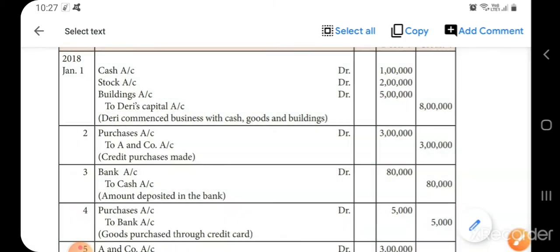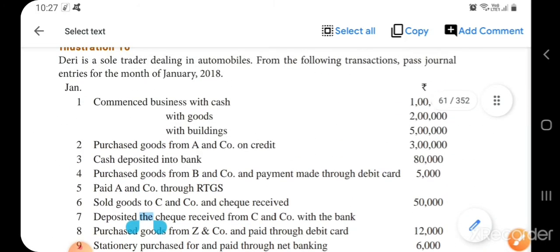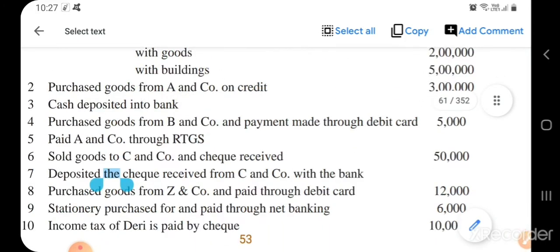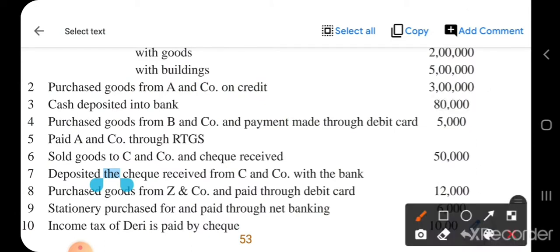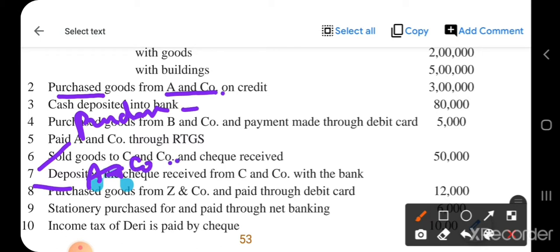Okay. The next transaction, purchase goods from A&N Company on credit. So what are the two accounts involved? Purchase account and A&N Company's account. Okay. Purchase and A&N Company. Now purchase is a nominal account and A&N Company is a personal account. Now apply the rule for nominal account. Debit all expenses and losses, credit all incomes and gains.